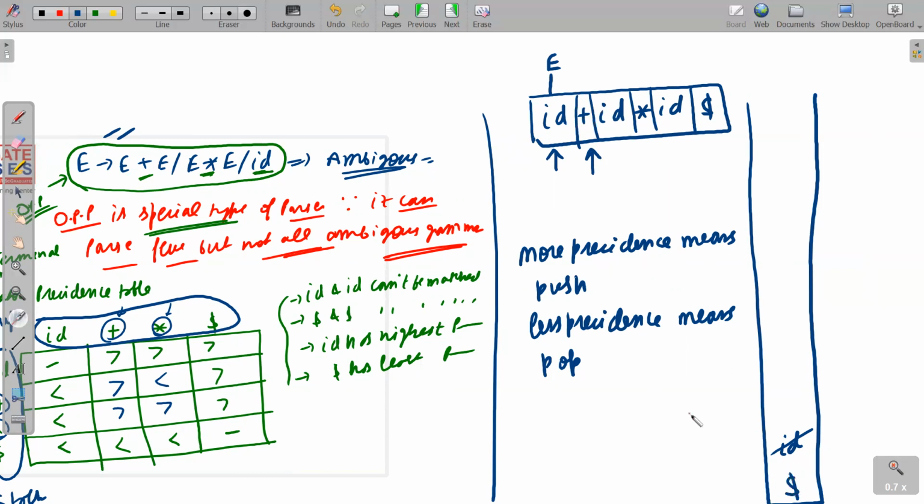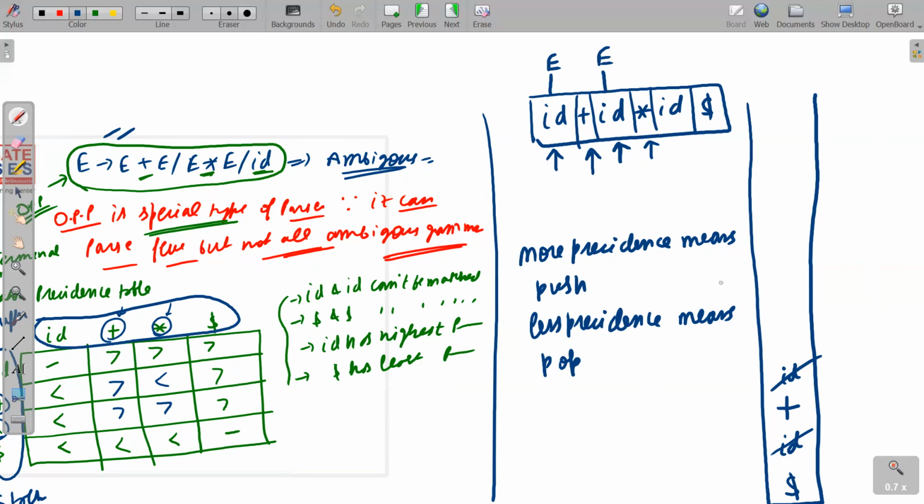Now plus and dollar are compared. Plus is having more precedence than dollar, so plus will be pushed onto the stack. Since it is pushed, look ahead will move one symbol to the right. Now ID and plus are compared. ID is having more precedence than plus, so ID will be pushed onto the stack, and look ahead will point to the next symbol. Now star and ID are compared. ID is having more precedence than star, so obviously ID will be popped off. Popped off means it will be reduced to E.